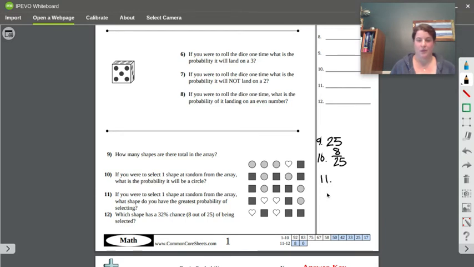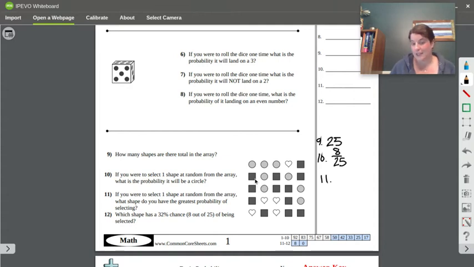So let's look at number 11. If you were to select one shape at random from the array, what shape do you have the greatest probability of selecting? Okay, so what we need to think about here is which shape comes up the most, which is the mode shape. If you've watched the video about mean, median, and mode, which one is the mode? Which one comes up the most frequently?